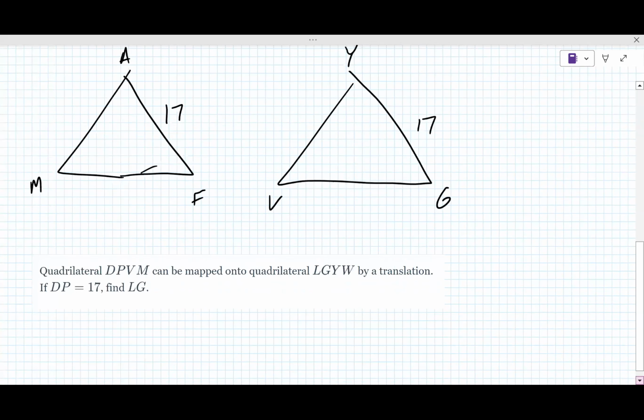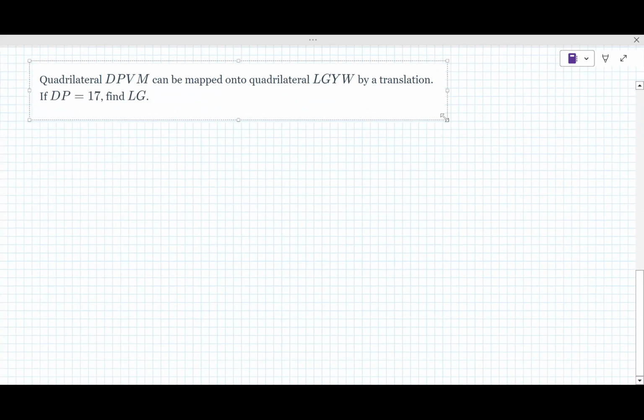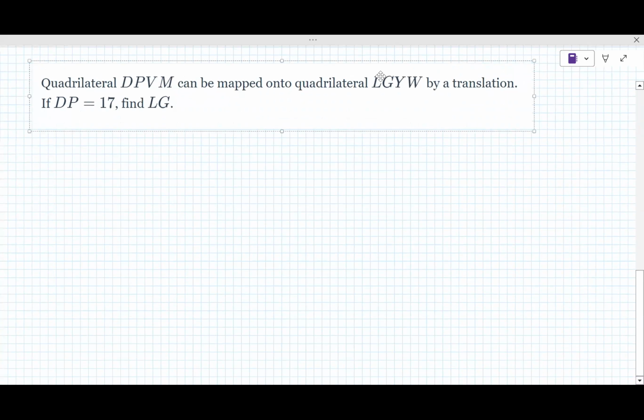All right, so number 3 here. It says that quadrilateral DPVM can be mapped onto quadrilateral LGYW by translations. Of DP, D to P is the first 2 letters. Can we find the first 2 letters there? Yes. Whenever the letters are in the same order, you can just find it. It is also 17. It's got to be exactly the same. Otherwise, you need to know other information.